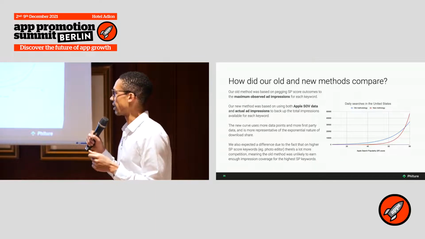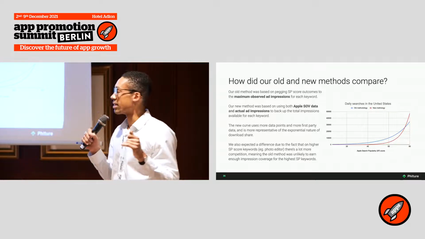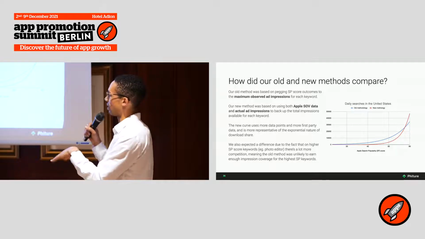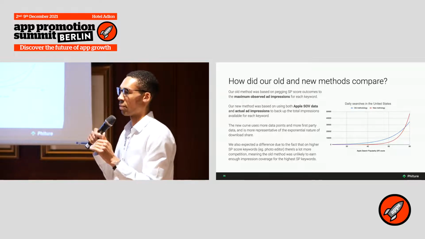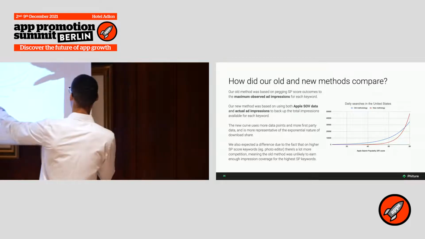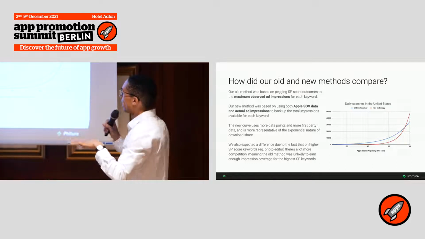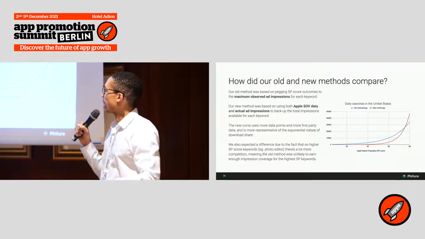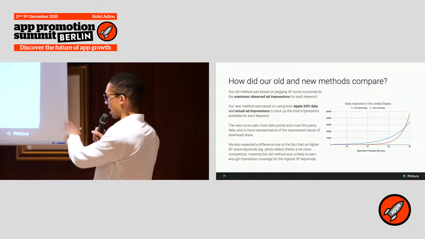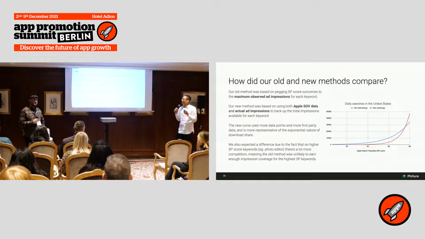And so proceeding on, the new methodology and how it compares to the old one. So the new methodology using share of voice data from Apple is in red, versus the old methodology, the maximum observed ad impressions, in blue. You can see that there's a pretty steep difference in the curves. The old blue is a lot more flat, and the new red is much more curved and exponential and biased towards the high search popularity keywords. Now, we actually believe that the new, steeper curve is the more accurate representation of the nature of the store.